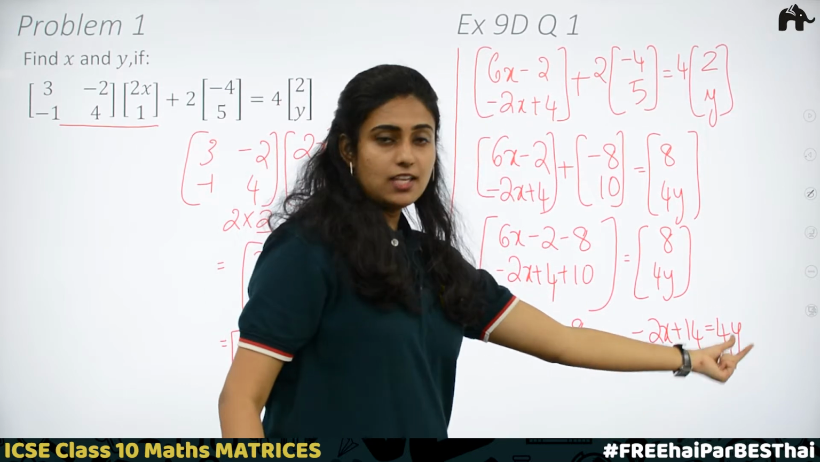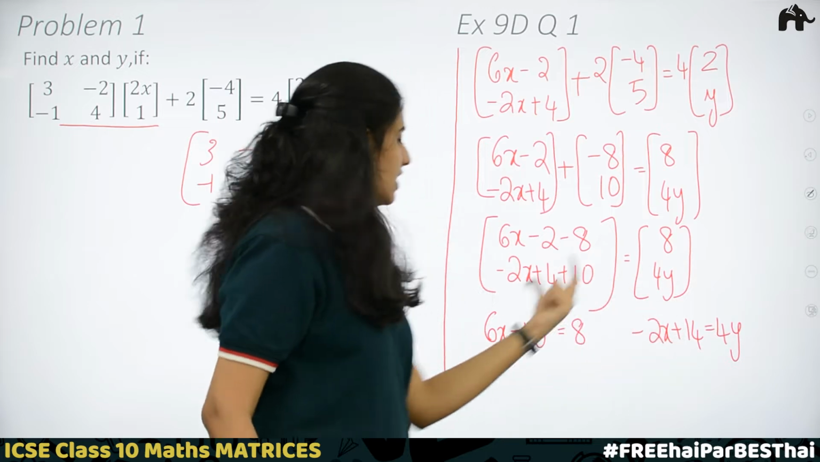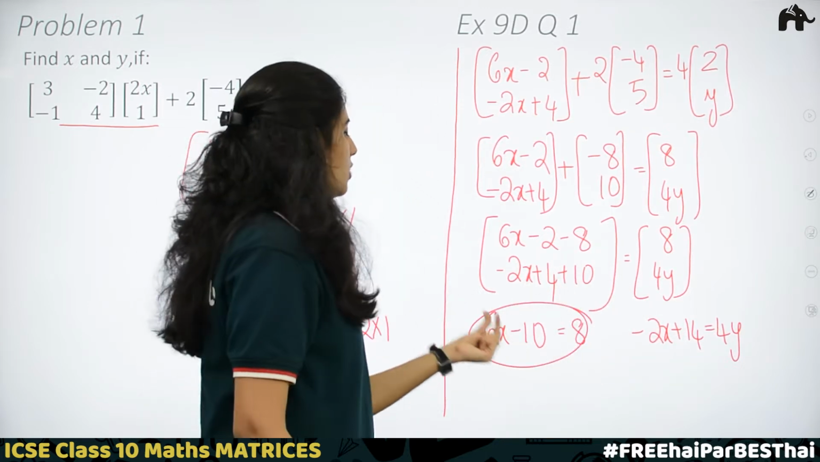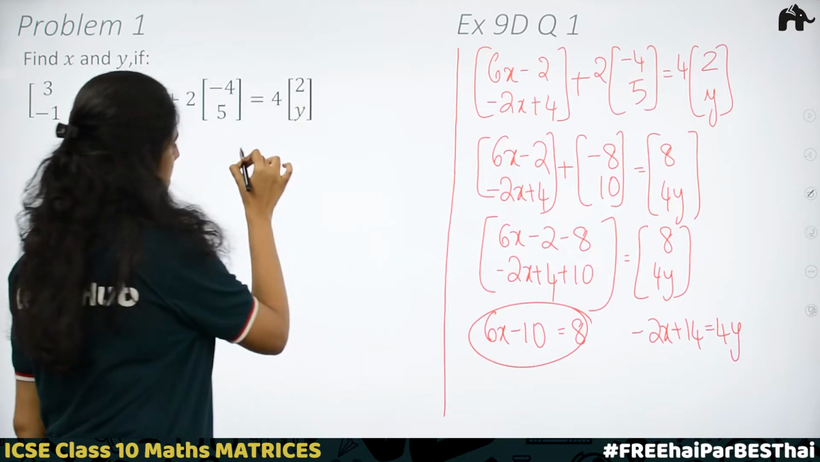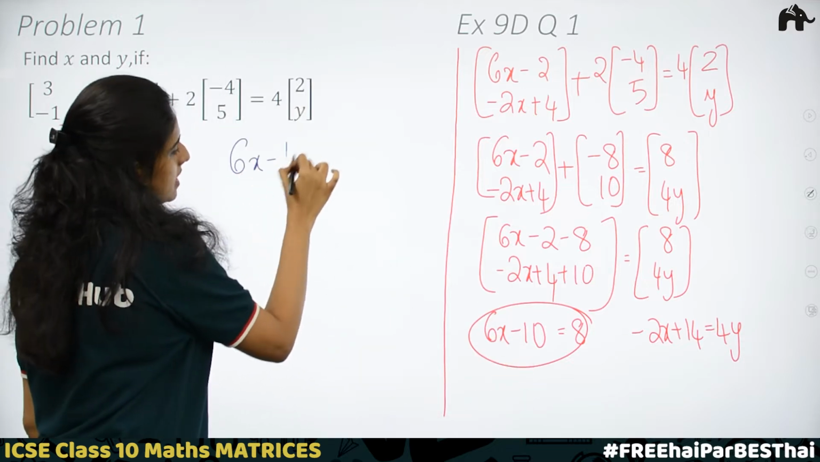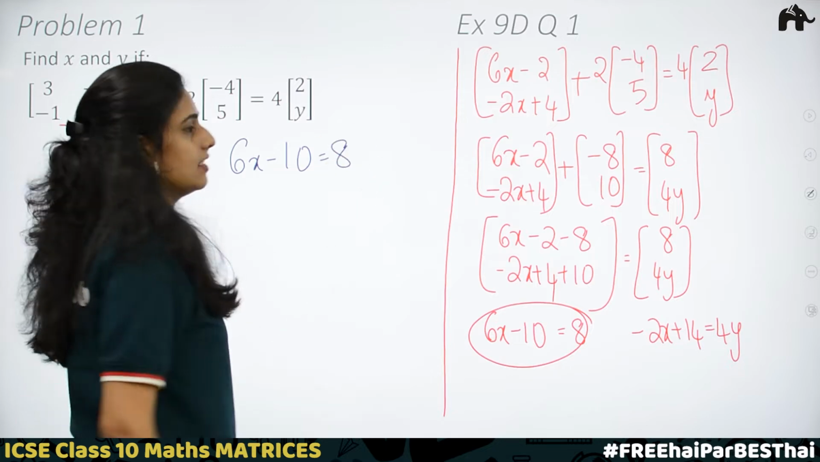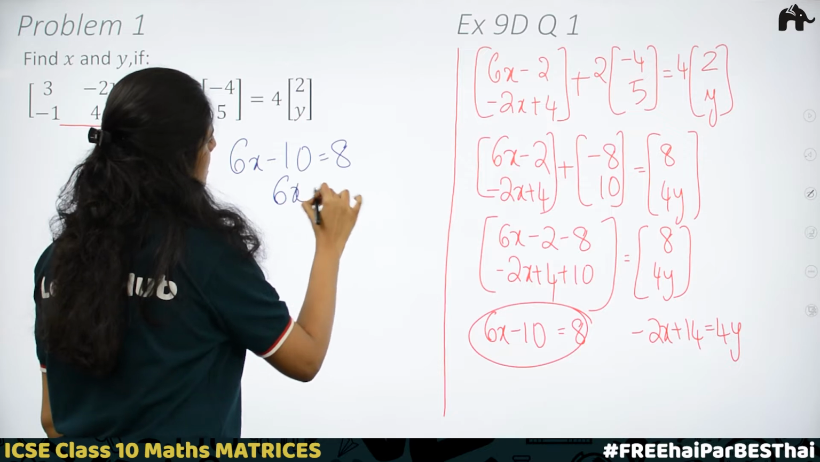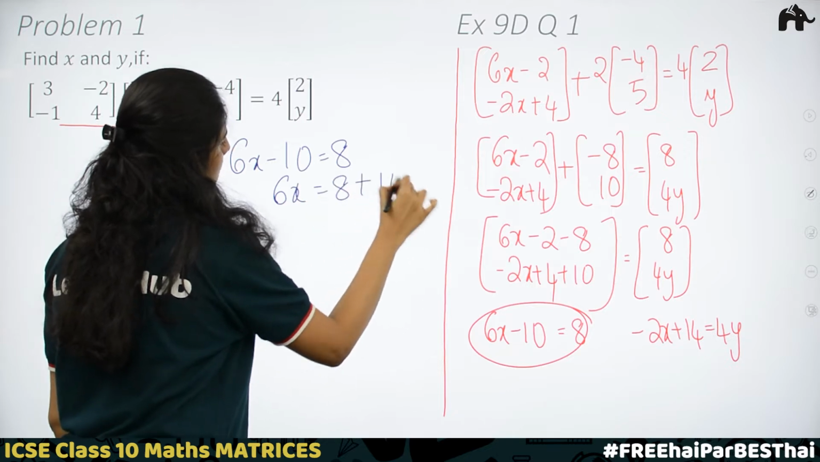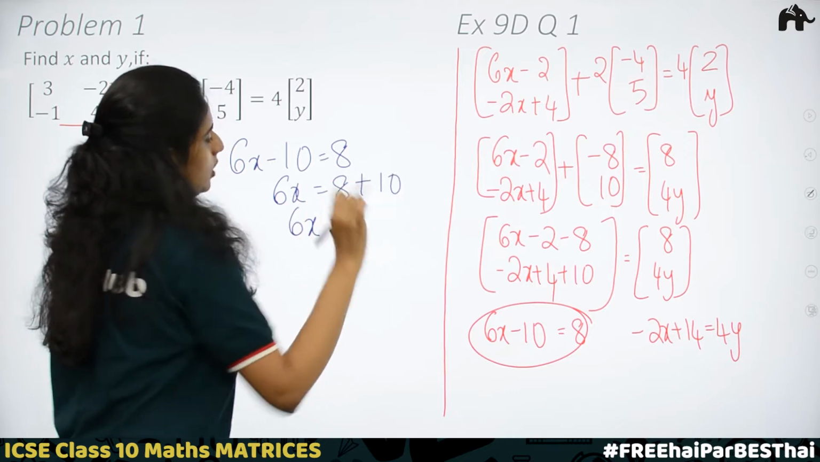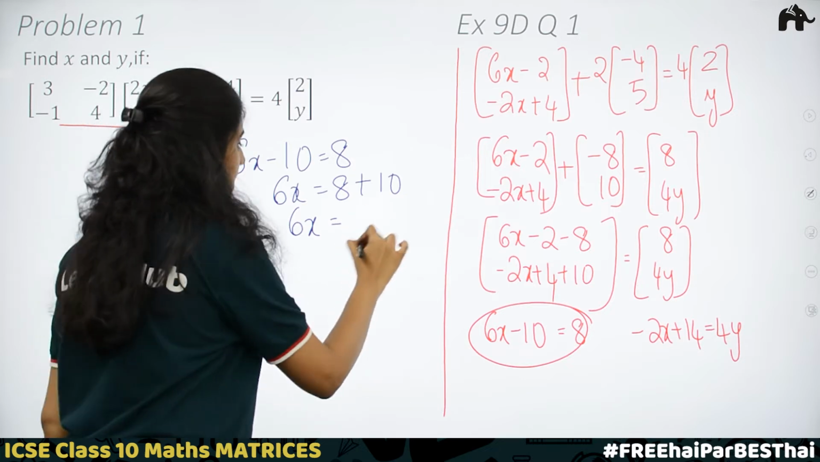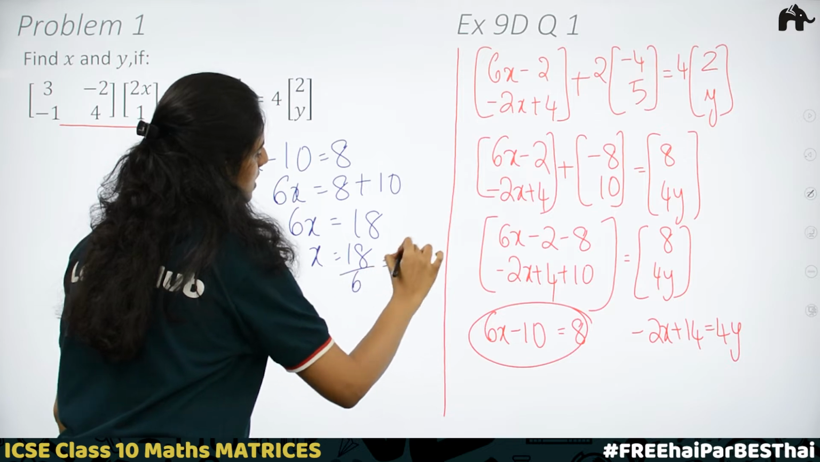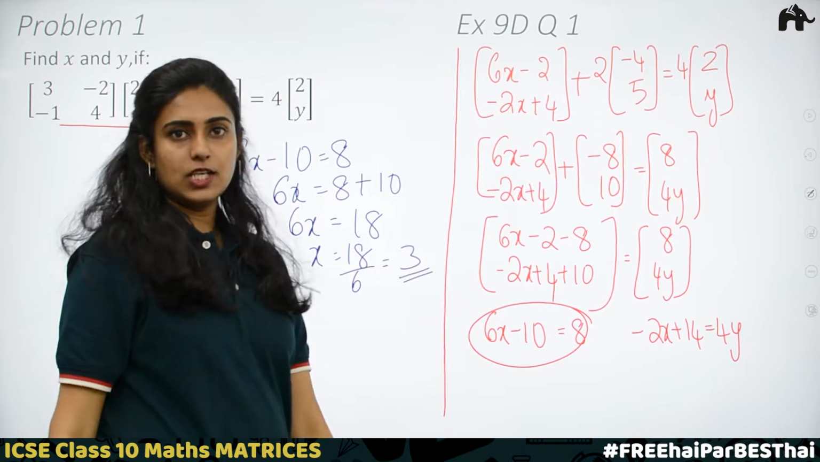To find y, first we need to find x. We can find the value of x from this equation, that is 6x minus 10 is equal to 8. Taking this minus 10 to the opposite side, we get 6x is equal to 8 plus 10, that is 6x is equal to 18. And x is equal to 18 divided by 6, which is 3. The value of x is equal to 3.